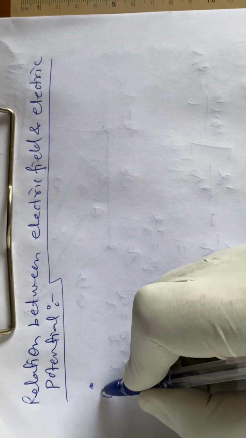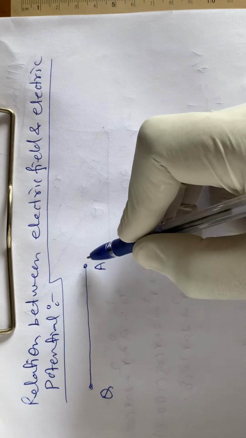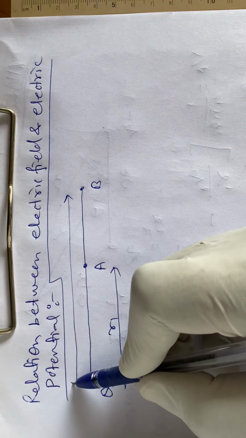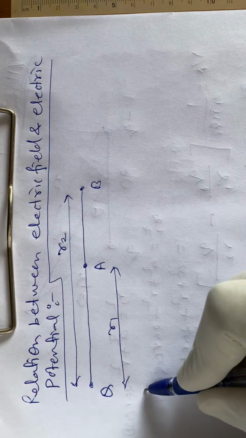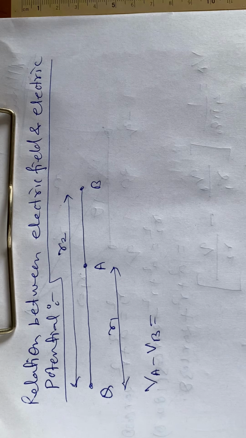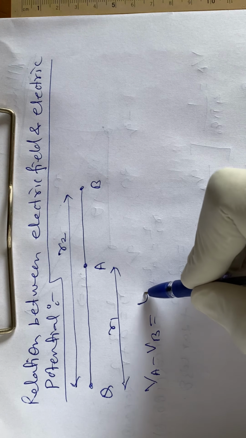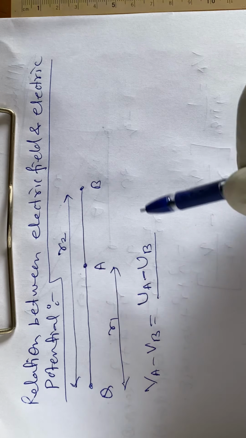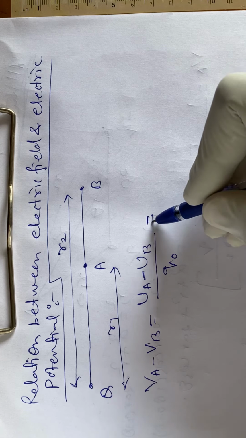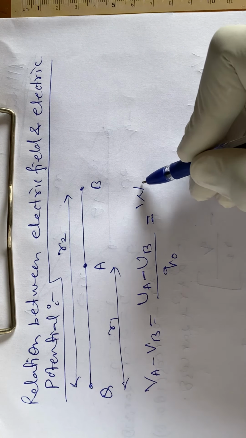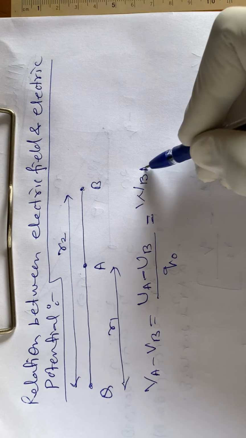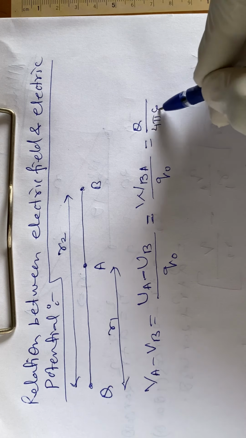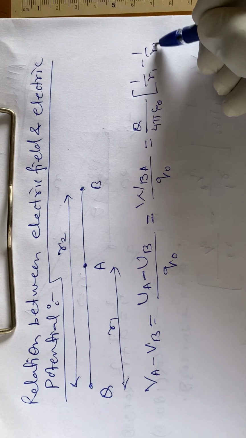So far we have seen, let us say there is a point charge Q, and say this is point A and this is point B. If we take this distance to be R1, and the distance from point charge Q to point B is R2, then we have defined VA minus VB, that is the potential difference between A and B, as equal to UA minus UB, that is the change in potential energy between point A and point B divided by the magnitude of the test charge, which is also equal to the work done in moving a test charge from B to A divided by the magnitude of the test charge, which is also equal to Q over 4 pi epsilon naught times (1 over R1 minus 1 over R2).